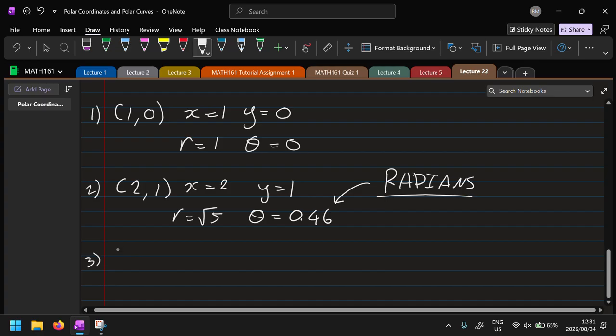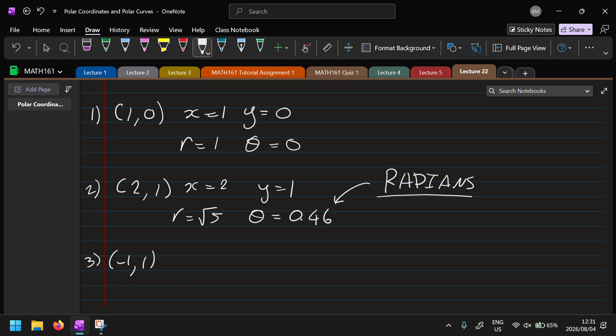Okay, number 3, (-1, 1). Again, we know that this is in Cartesian form. So we read off x and y. x is minus 1, y is 1. And now we want r and theta. So if x is minus 1 and y is 1, r will be root 2. Good. And theta, arctan of 1 over minus 1. Minus pi over 4. Good.